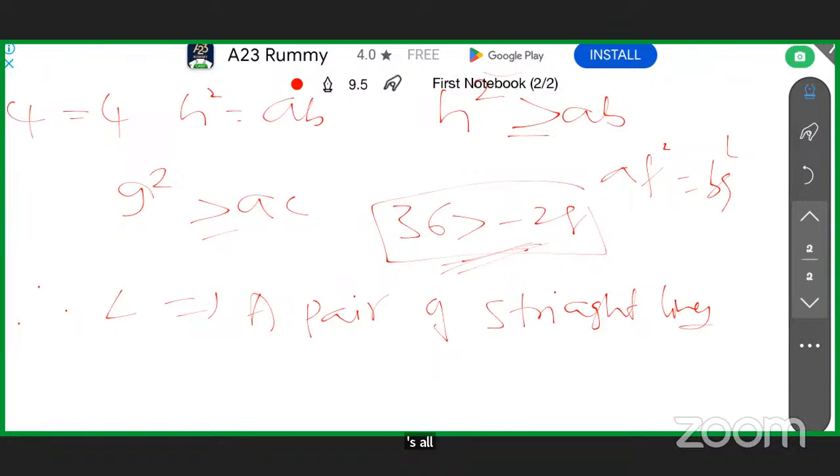Okay, take the equation. I write the equation: x square plus 4xy plus 4y square plus 12x plus 24y plus 28 is equal to 0.